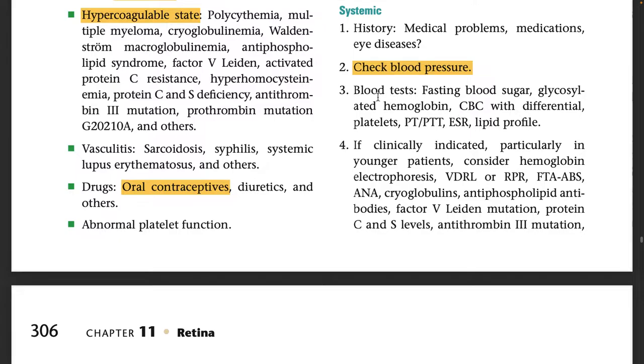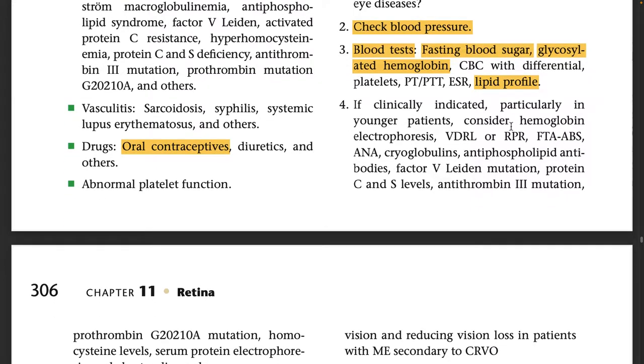Check their blood pressure. You can do some blood tests: HbA1c, lipid profile, fasting blood sugar. If clinically indicated, particularly in younger patients, consider hemoglobin electrophoresis, RPR, FTA-ABS, ANA, and glucose.